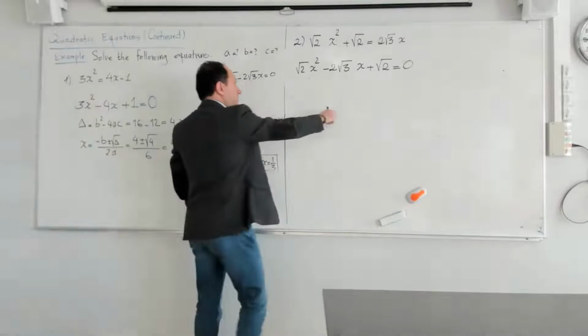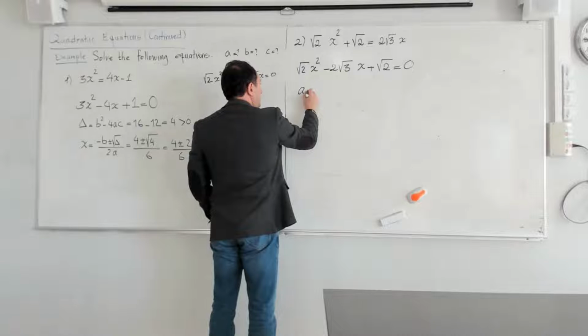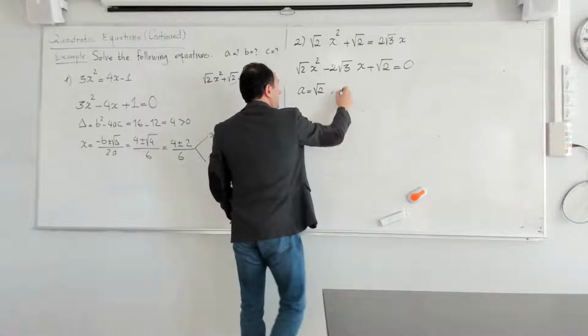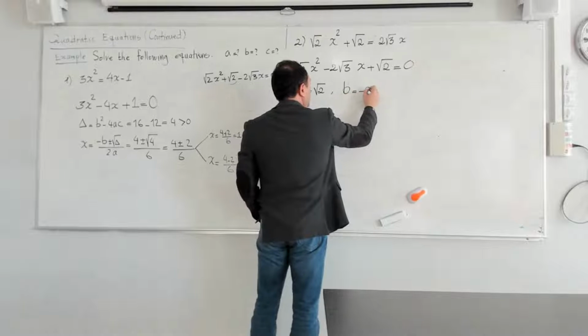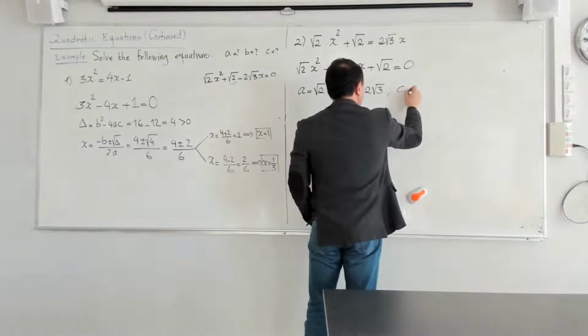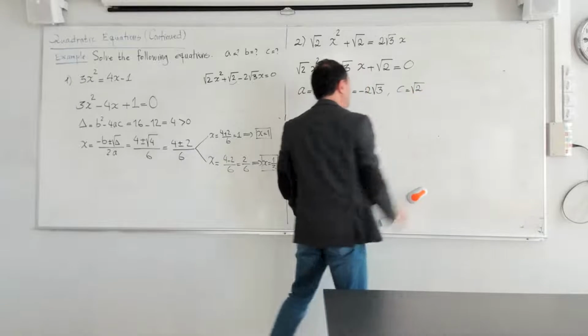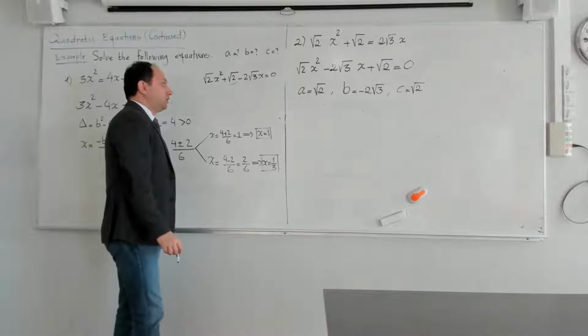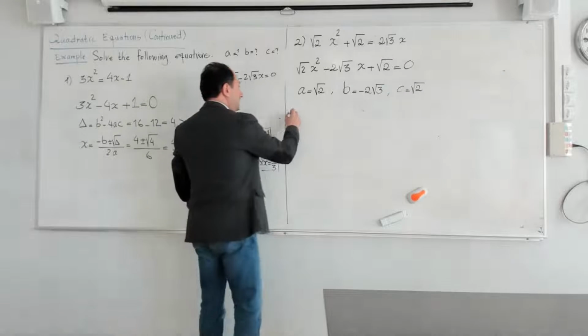So let me be more careful here. So if I ask you what is A, you would say my A is the square root of 2. What is B? It's negative 2 square root of 3. And what is C? It is positive square root of 2. Okay? Okay, so I calculate delta first.